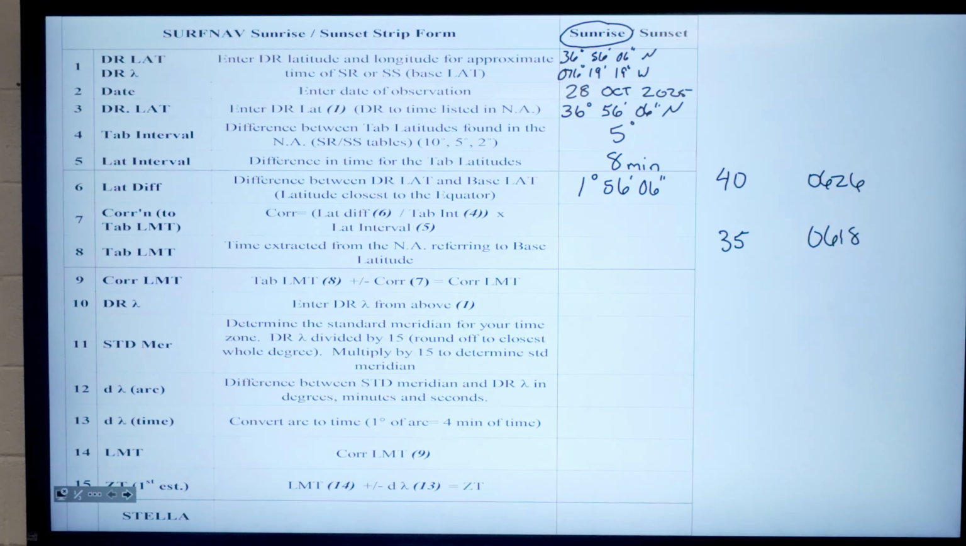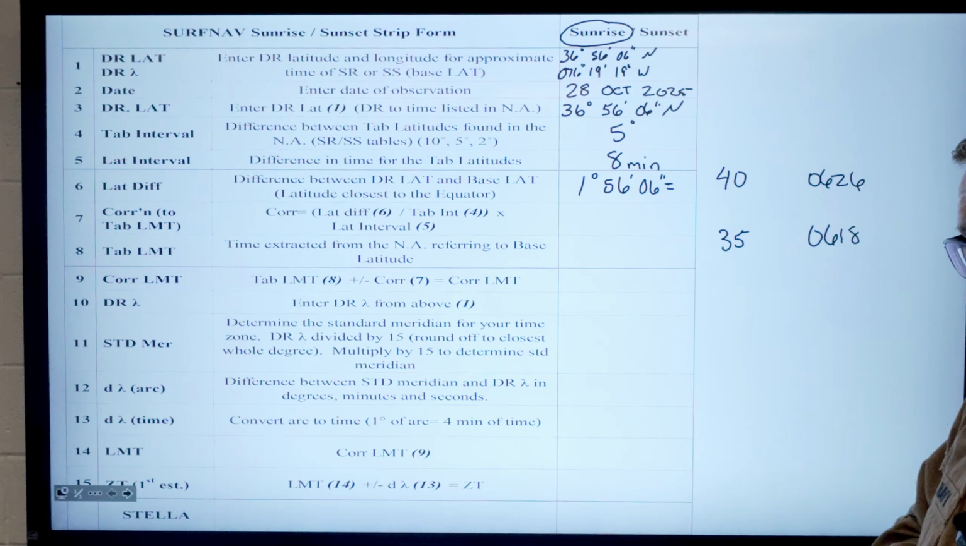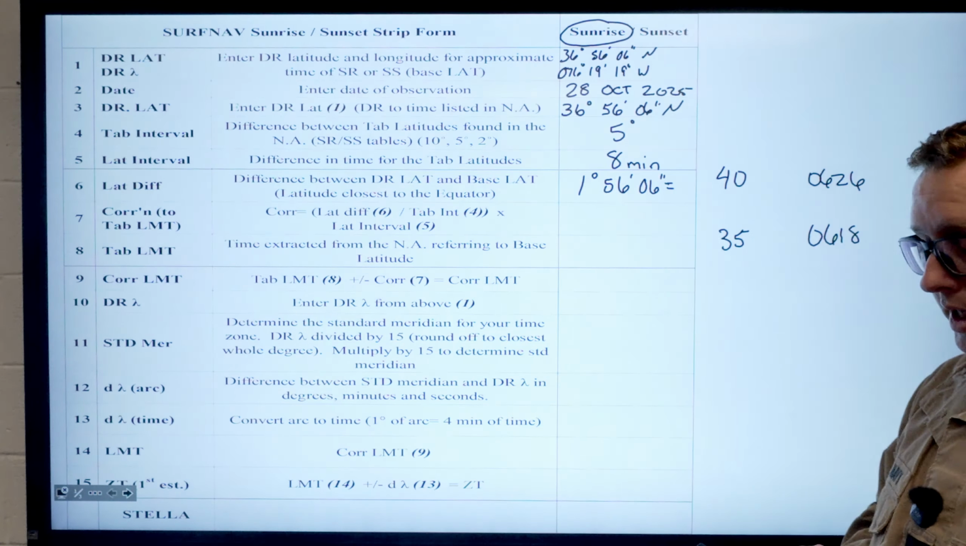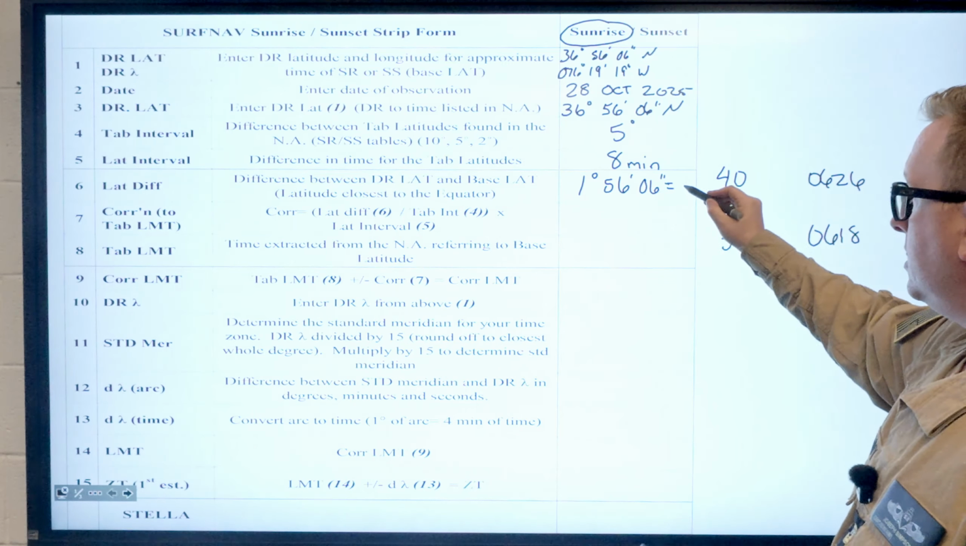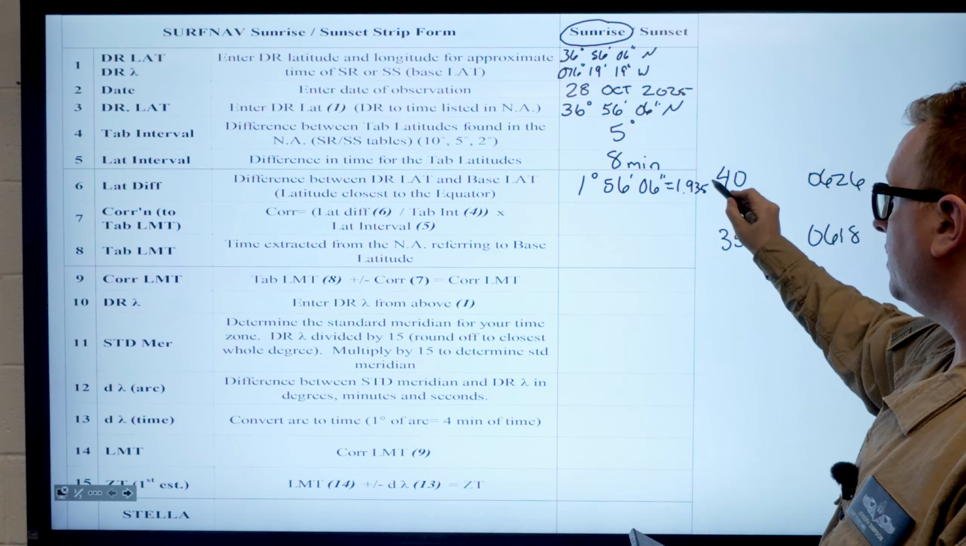I like to go ahead and convert that. It'll make the math a hell of a lot easier. So basically, using the whole calculator method, you'll take 06 divided by 60, plus 56, you get 56.1. Divide that by 60, you get 0.935. Making this 1.935 degrees.